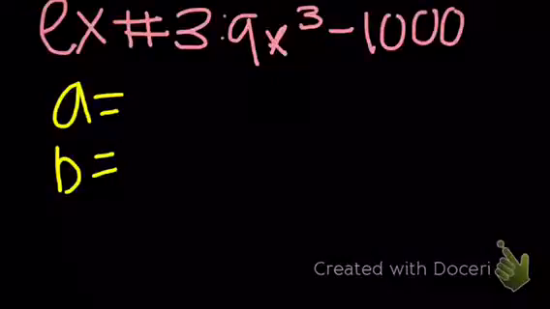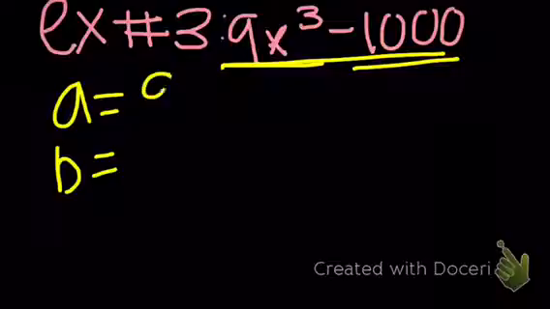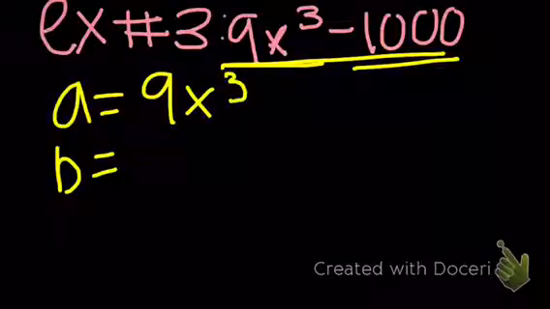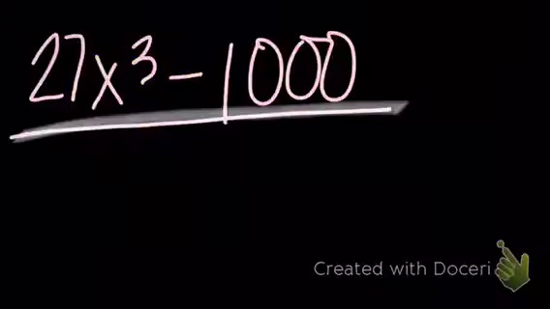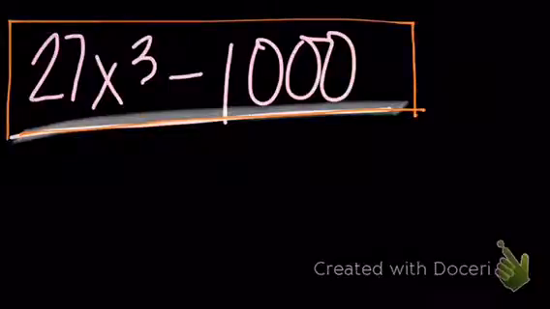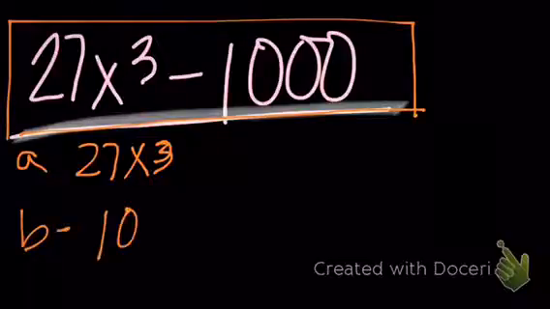Okay, so now we're on to our example 3. This is our last example for the day. Our question is 9x cubed minus 1,000, so we put 9x cubed in the a and 1,000 in the b. Alright, we're going to change our example for the day, because we realized that 9x cubed doesn't have a cube root. So our a is going to change to 27x cubed, and our b is going to be 1,000.